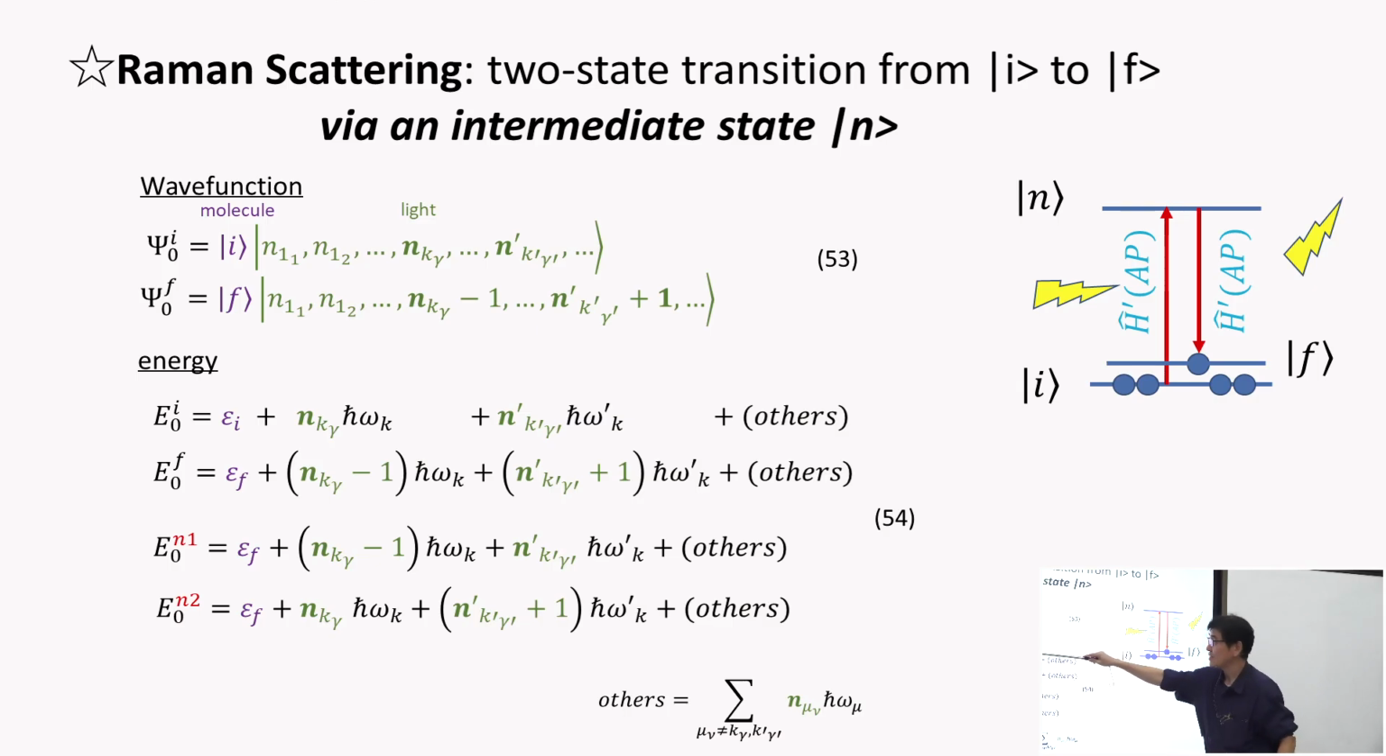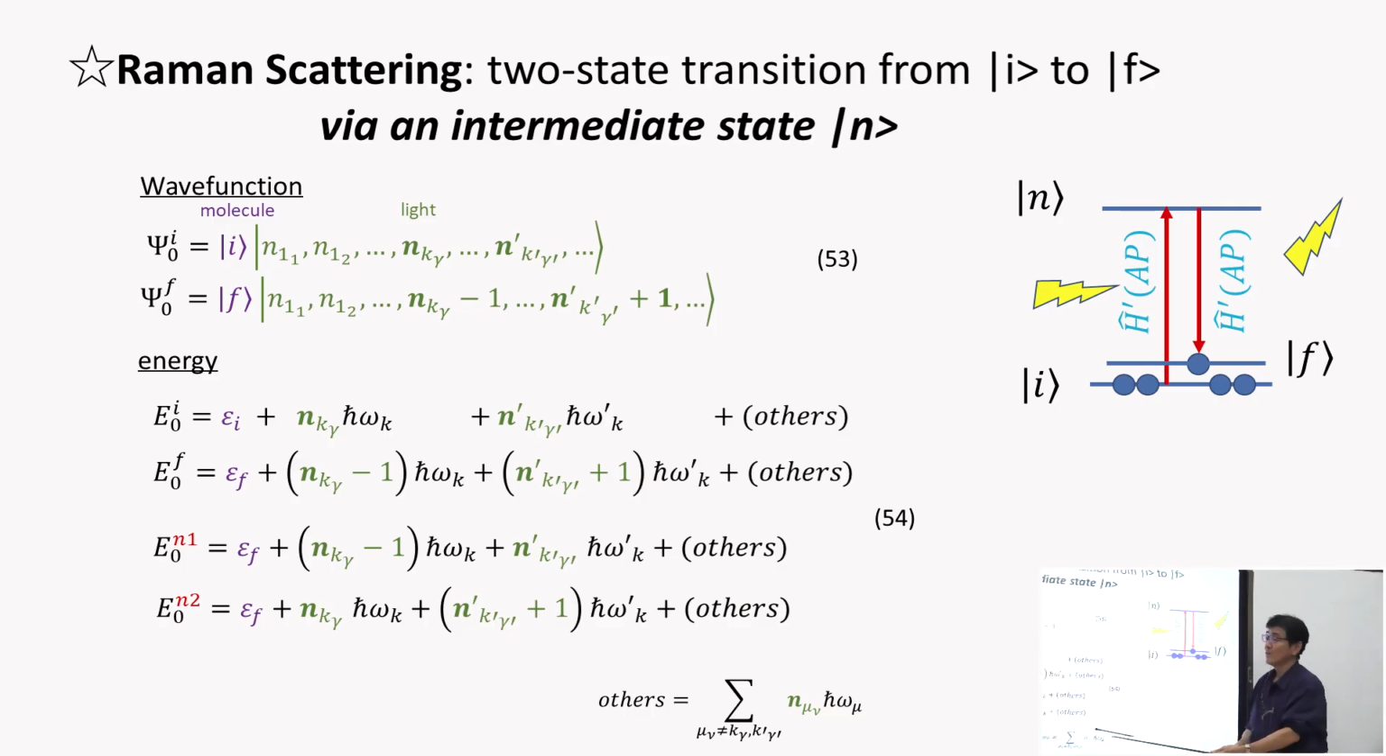On the other hand, energy is given like this. The energy of the whole system, including molecule and light, is expressed by considering the energy of the molecule E_I at the initial state, and the energy of light, the product of the number of photons and unit energy, plus the number of photons and the unit energy. And for simplicity, we focus on the change in the number of photons for these two parameters.